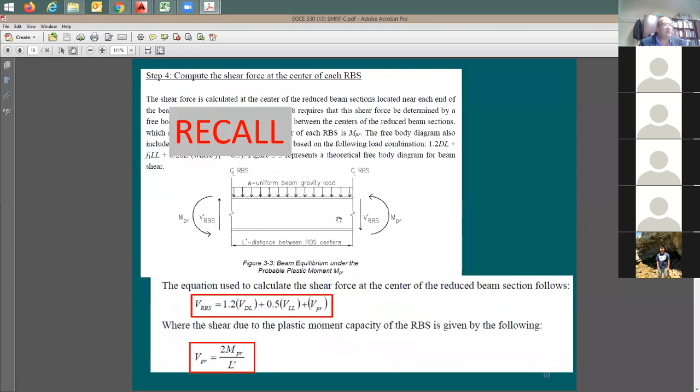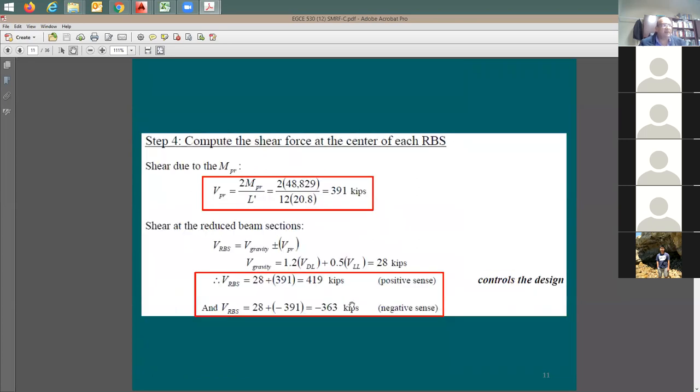And then after that, you figure out the mechanism shear. It's gonna be 2 MPR divided by L prime. And of course you add the gravity load to it. If you like to ignore the gravity load, some people just ignore it because it's usually small. But let's see here the values. Look at this value here. You have VPR, the mechanism shear, 391. And look at the shear, you have 28.